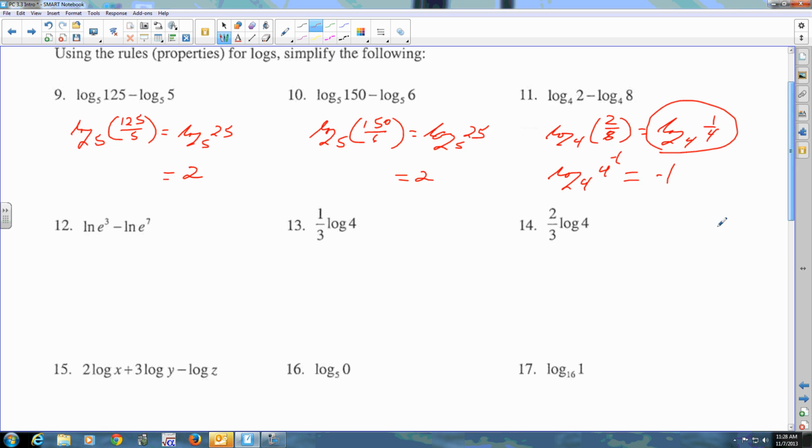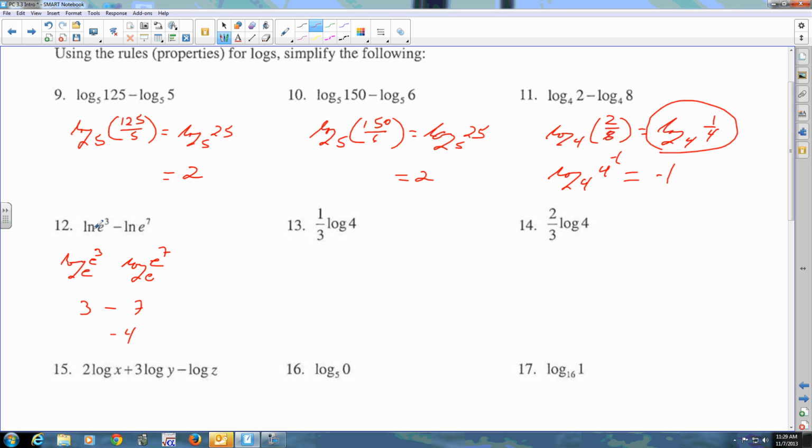Now, needing to talk about ln and e when it's in the argument, this really says log base e of e cubed. Now slow down and think about that. What's the exponent on e that gives you e cubed? Or e to what power is e cubed? Well, that's just 3. Log base e of e to the 7th. What's the exponent on e that gives you e to the 7th? Well, that's 7. 3 minus 7 is negative 4.